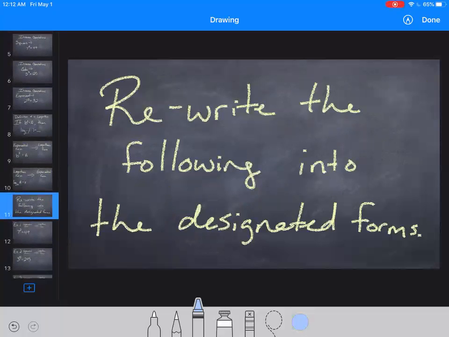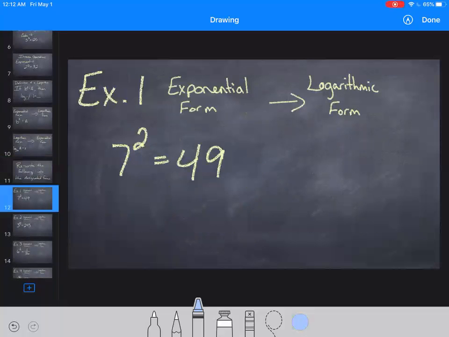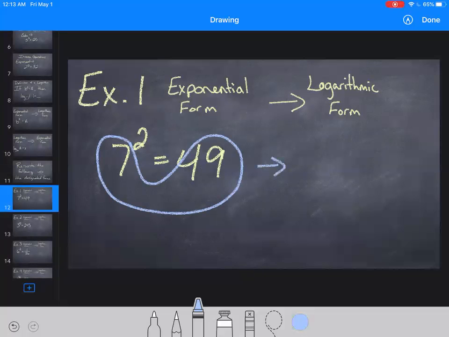We're going to rewrite the following into the designated forms. So if I look at example 1, we're going to go from exponential form to logarithmic form. So remember, you circle your base and your answer. And when we rewrite it, we're going to say it is log. The first thing you circled becomes the base of the logarithm. Your answer becomes your argument. And it's always equal to your exponent, or the part that you did not circle.